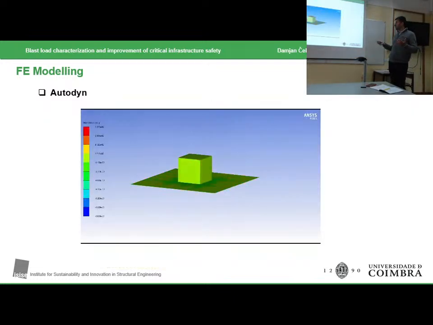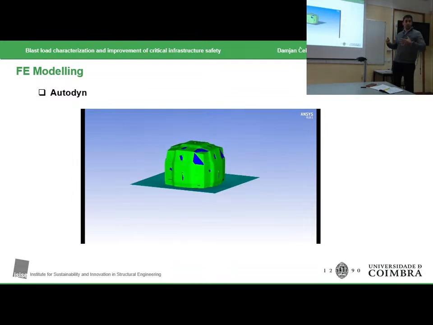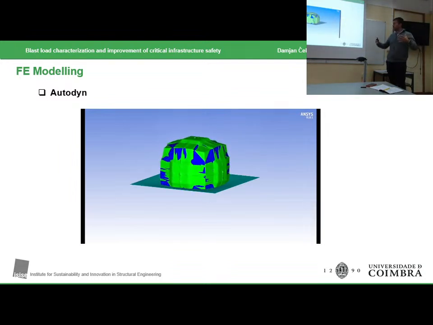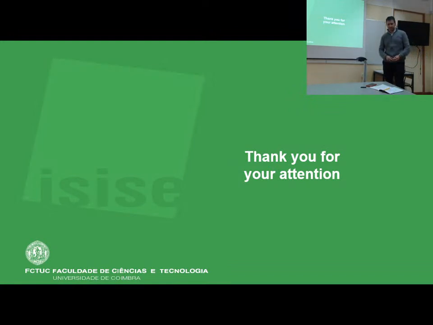And here you can see the simulation of the whole piece, and you can see the expansion of the detonation products. So when I was talking about expansion of detonation products, this is what happens. The volume increases, the pressure reduces. And I thank you for your attention.